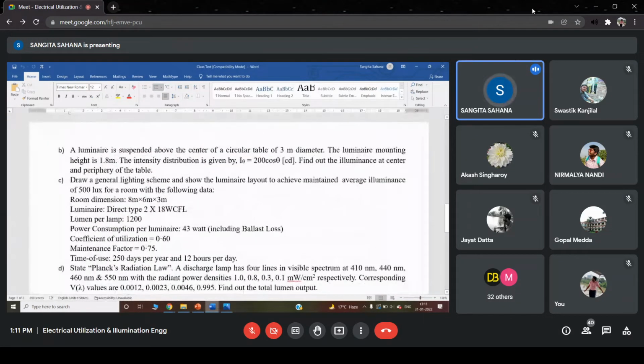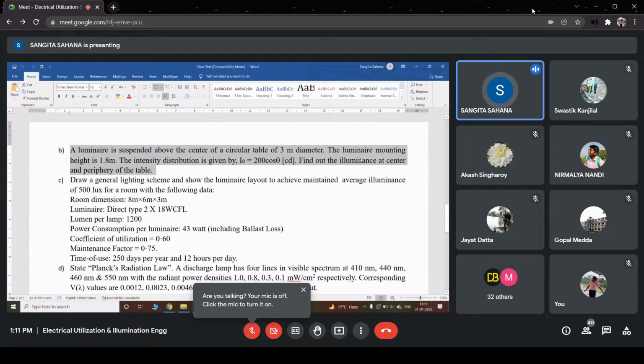For this question, a luminaire is suspended above the center of a circular table of 3 meter diameter. The luminaire mounting height is 1.8 meter. Intensity distribution is given here, which is I theta equals 2200 cos theta. You have to find the illuminance at the center and at the periphery. So again, I by d square or I cos theta by d square.